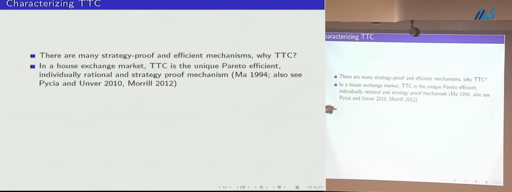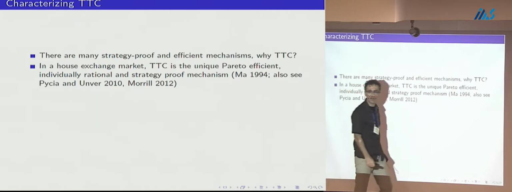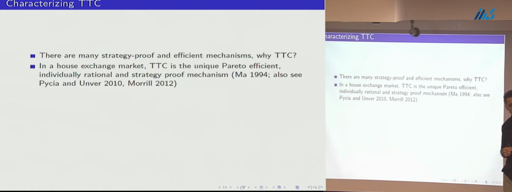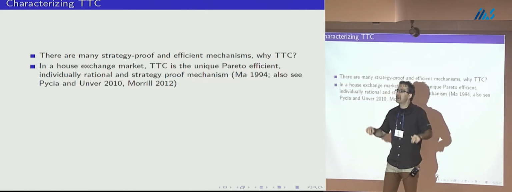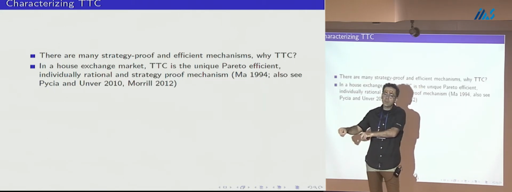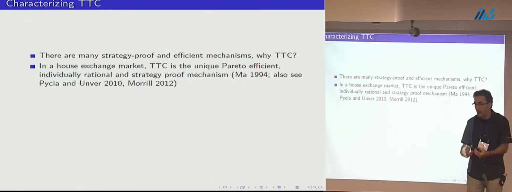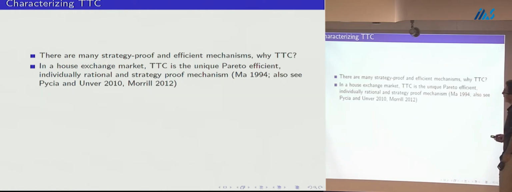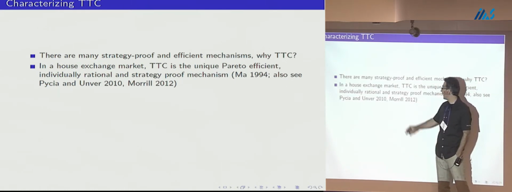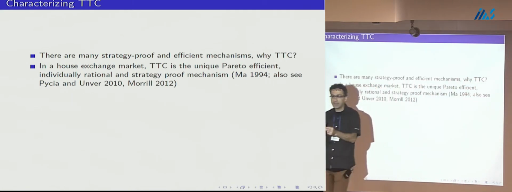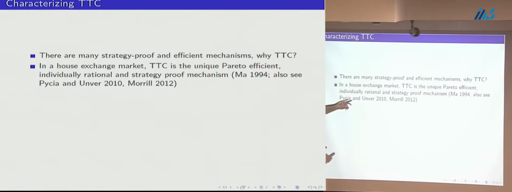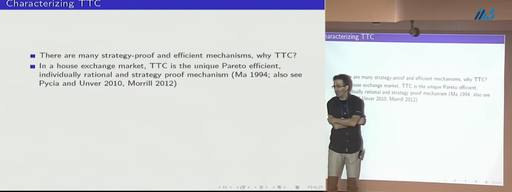Well, one observation comes from the house exchange markets. If we think of school choice as a housing market, suppose students are initially assigned their neighborhood schools, but they want to transfer. That is, each student owns a seat at their neighborhood school. Now we have an exchange market. In that exchange market, there is a unique Pareto efficient and individually rational mechanism that's also strategy-proof. That is top trading cycles. And in that top trading cycles, every student is ranked highest at his or her initial neighborhood assignment.